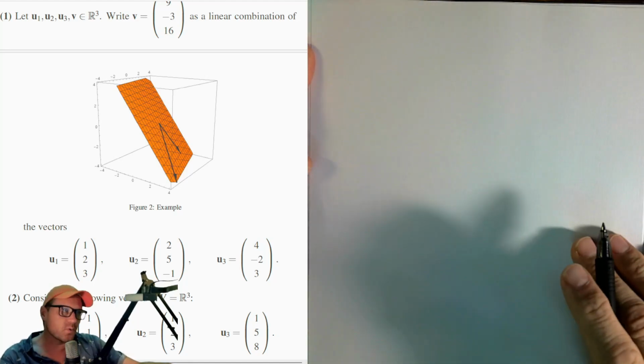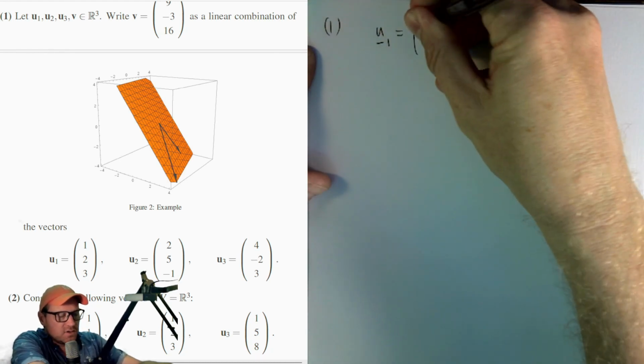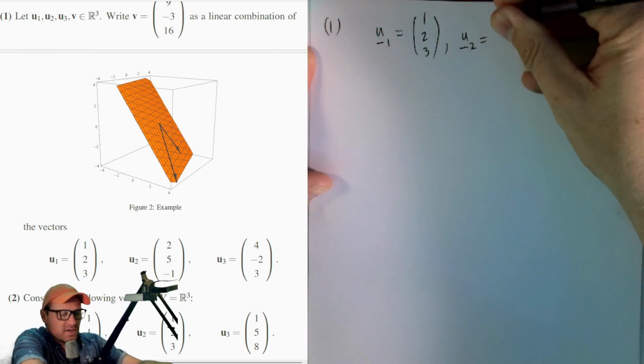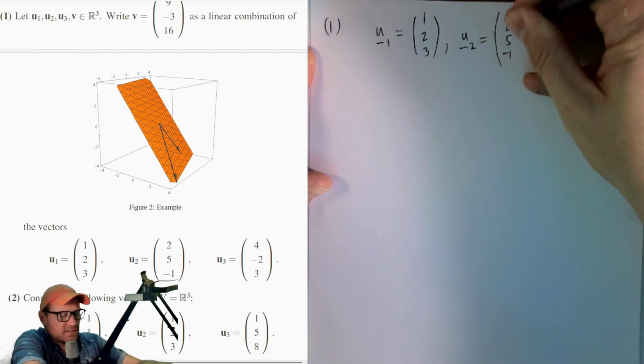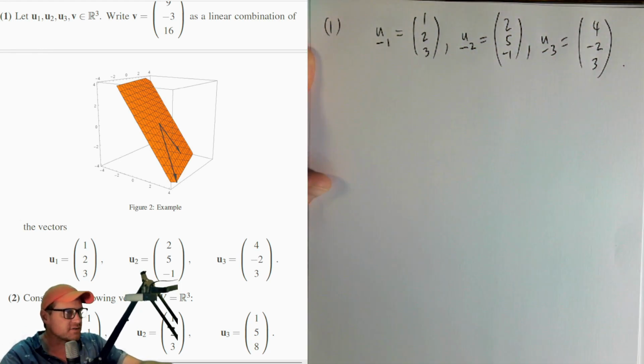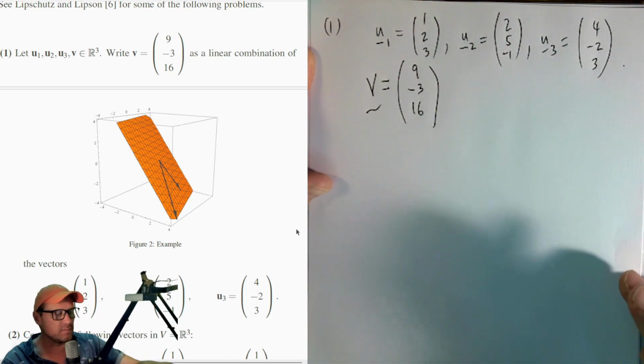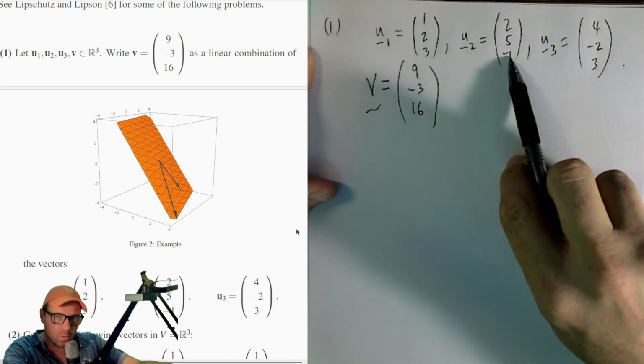So let's get started with question 1, where we have u1 is the vector (1, 2, 3), u2 is the vector (2, 5, -1), and u3 is the vector (4, -2, 3). And we are asked to write the vector v = (9, -3, 16) as a linear combination of u1, u2, u3.